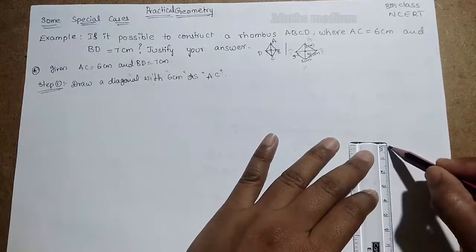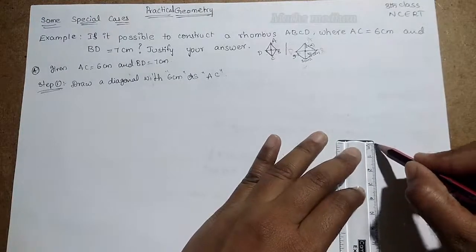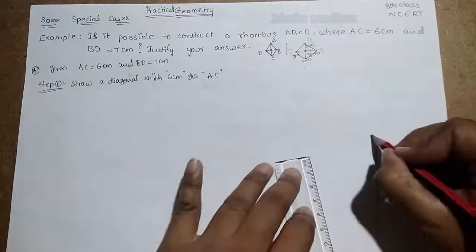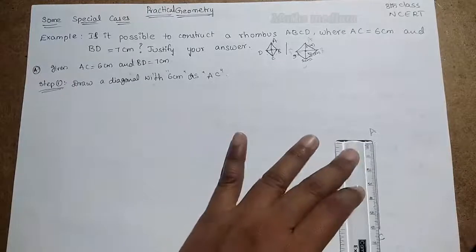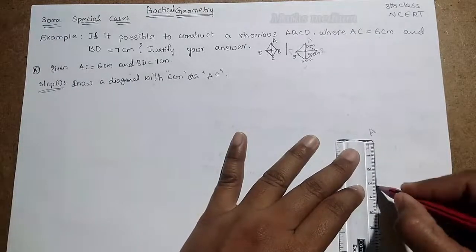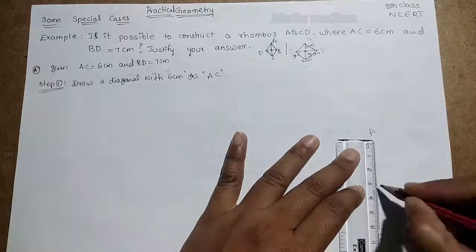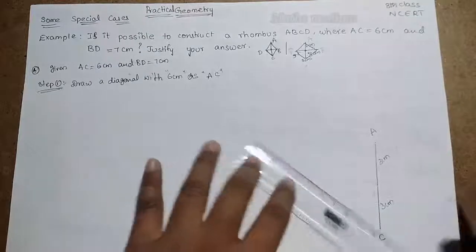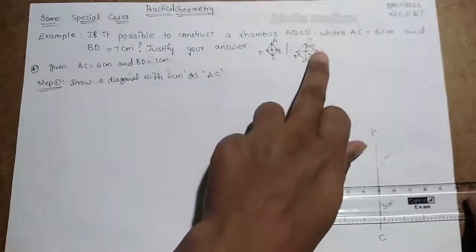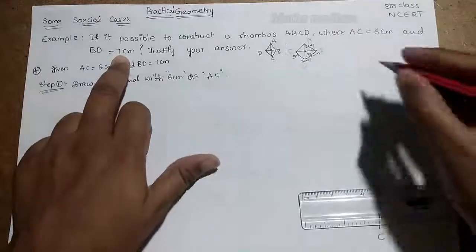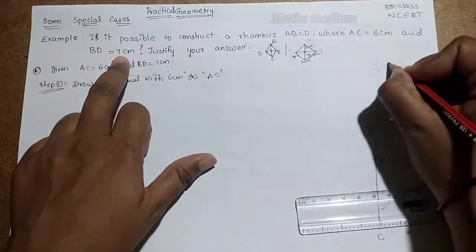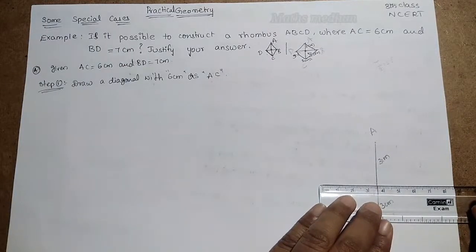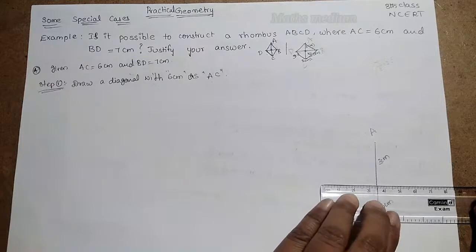So, let's make this 0 point and this 6. Let it be A and this is C. Put the point at the middle, that is 3 centimeters. So this is 3 centimeters and this is also 3 centimeters. Now DB, we are having 7 centimeters. So 7 divided by 2, that is 3.5. So at 3.5, get a middle point. So this is the exact middle point.